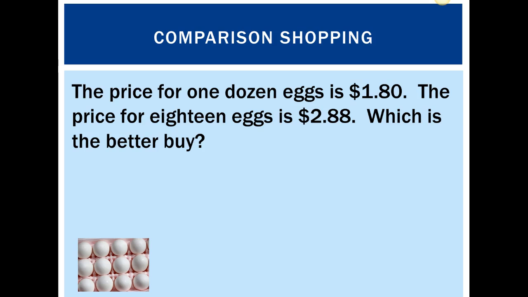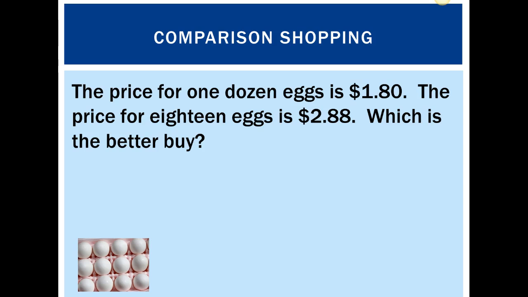Let's do some comparison shopping. The price for 1 dozen eggs is $1.80. The price for 18 eggs is $2.88. Which is the better buy? In order to compare prices, we will need to find the unit price for each package of eggs.